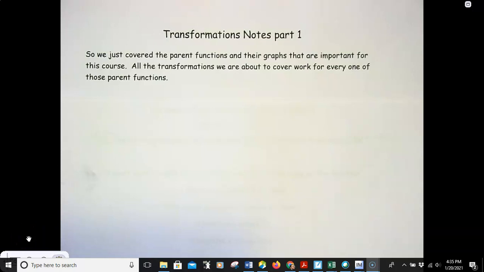Hey guys, so we're now done with our transformations, and this is part one of the notes. There's a part two where we're going to use all the stuff we do in part one to help us determine what to do in part two. So it's going to be good. It's going to be very, very good here.